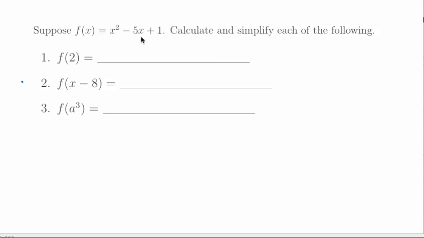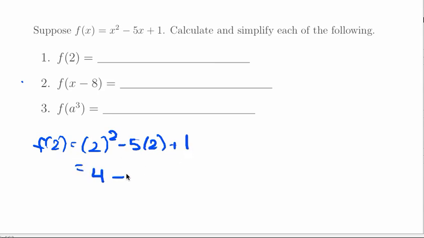So in exam practice version 2, we're given this second degree polynomial and asked to compute f of a bunch of different things. The first three are similar, and I'll just do those right here. So f of 2, I'm going to just go through and replace the x with a 2, like so, and now I'll just compute. 2 squared is 4, 5 times 2 is 10, plus 1. 4 minus 10, that's negative 6, plus 1 is negative 5, and that's my answer that I put in the blank here.